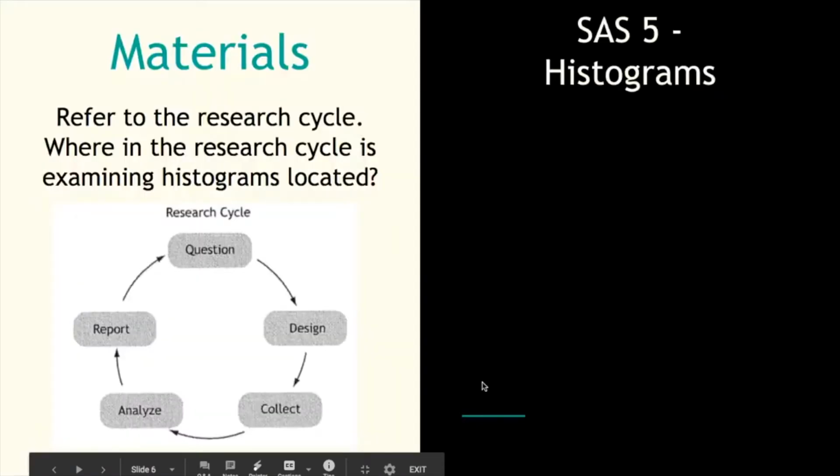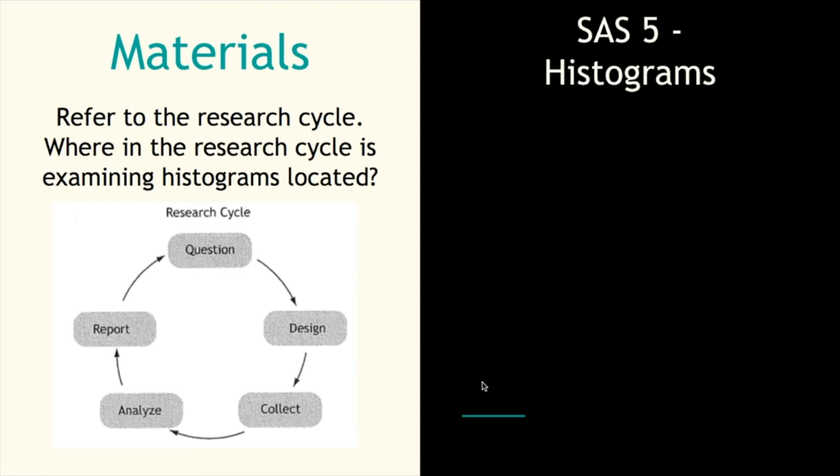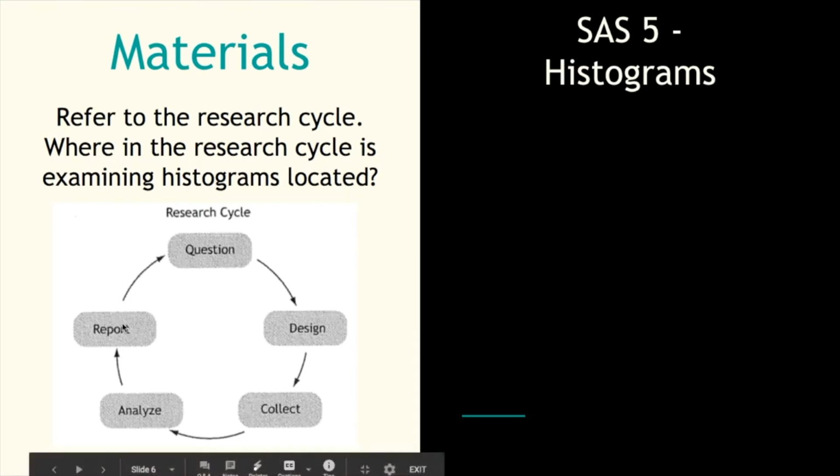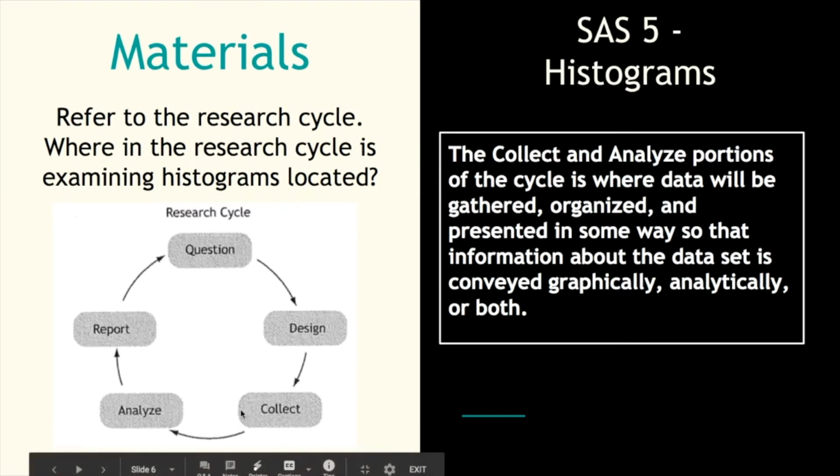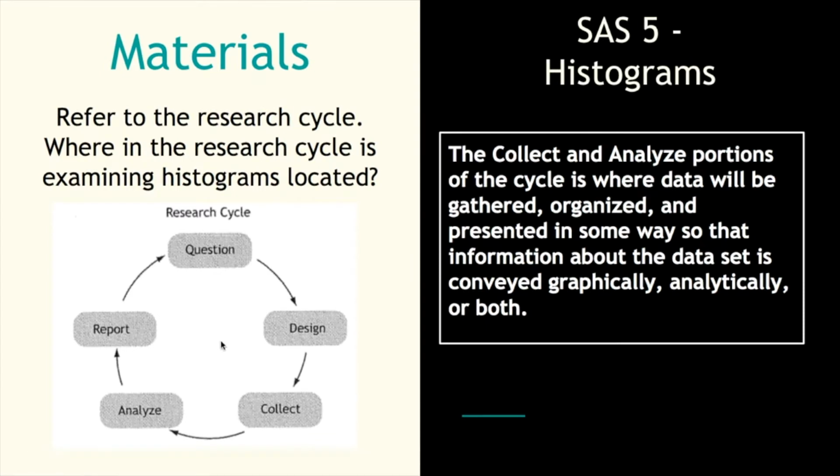All right, so refer to the research cycle. Where in the research cycle is examining histograms located? Is it question, design, collect, analyze, or report? Obviously, examining histograms is either in analyze or in report. The collect and analyze portions of the cycle are where data will be gathered, organized, and presented in some way so that information about the data set is conveyed graphically, analytically, or both. So we're going to create the histogram after we collect the data, and that'll help us analyze it better, and it'll help us to report better with it.